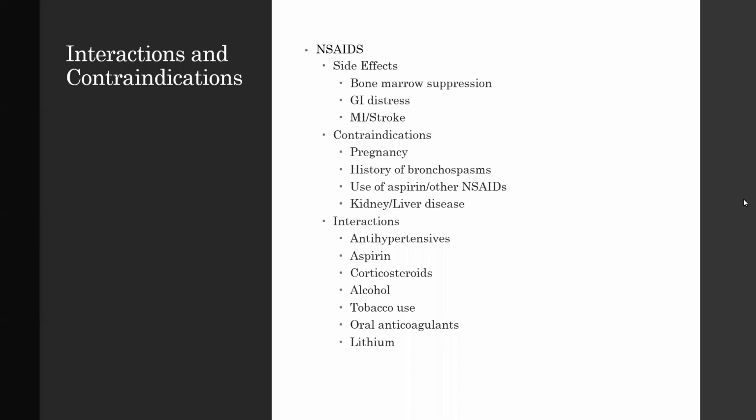And lastly, we have NSAIDs. The side effects of NSAIDs we've already talked about quite extensively during this lecture, and it includes bone marrow suppression, GI distress, and myocardial infarction and stroke, with the exception of aspirin. It is contraindicated in pregnancy, those with a history of bronchospasms, use of aspirin and other NSAIDs, kidney and liver disease, and it interacts with antihypertensives, aspirin, corticosteroids, alcohol, tobacco use, oral anticoagulants, and lithium.